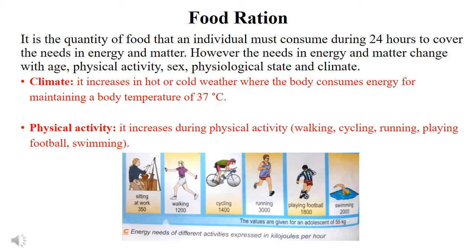The fourth and the most important factor is physical activity. So food ration increases during physical activity, walking, cycling, running, playing football, swimming. Please observe this figure or document C on your books. And let's compare the energy needs of two individuals. The first one sitting at work and the second who is walking. We can see that the energy needs of an individual who is sitting at work is less than that of an individual who is walking. This means that the food ration is affected by physical activity. It increases during physical activity.